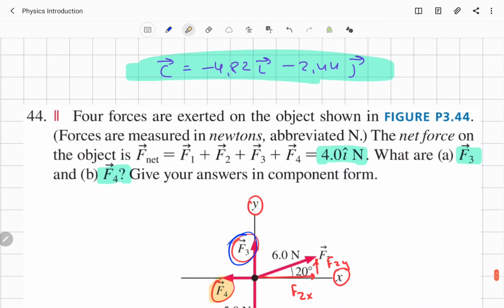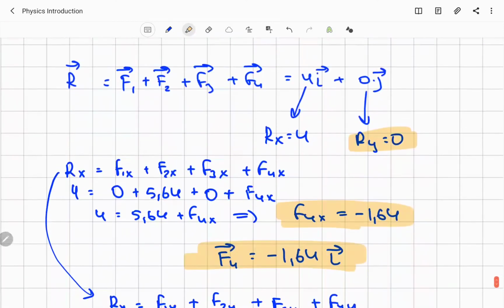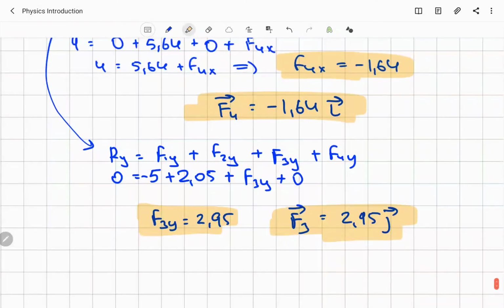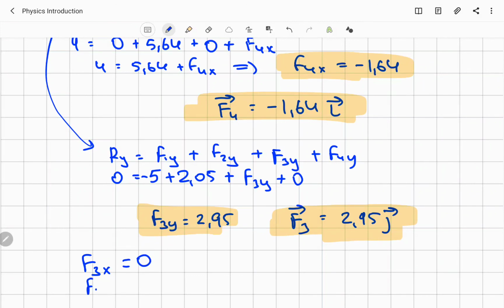Give your answers in component form. This is in unit vector form, so let's write it in component form. f3x equals 0, f3y equals 2.95, f4x equals minus 1.64, f4y equals 0.